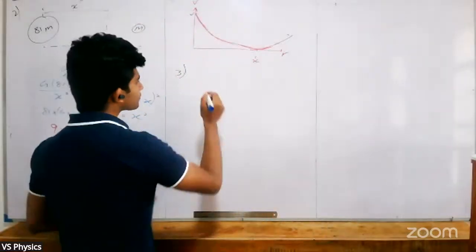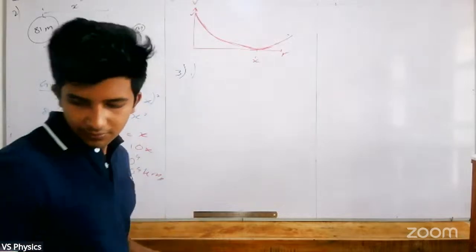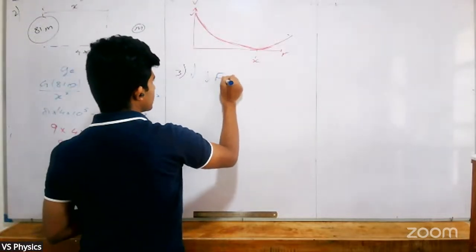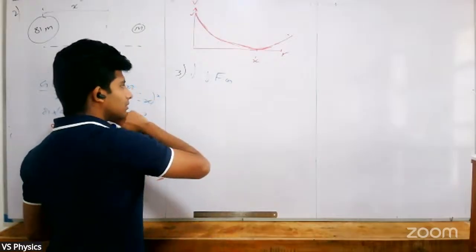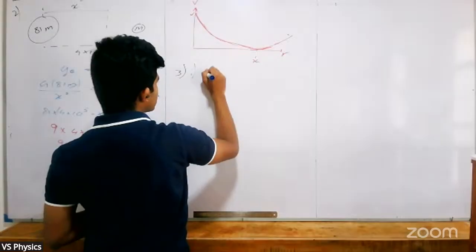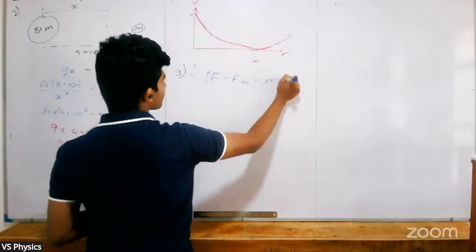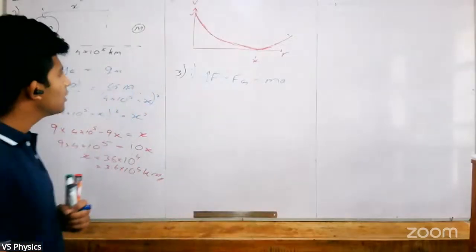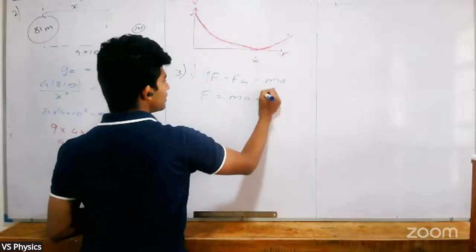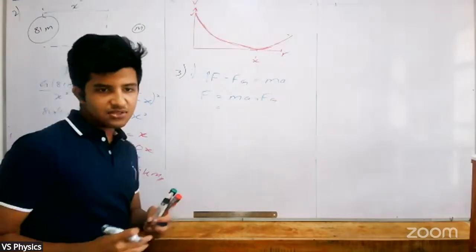How can we tell? We have downwards gravitational force. Upwards thrust minus gravitational force is equal to ma. Then we can write upwards thrust is equal to ma plus gravitational force. What is our acceleration? What is the mass of the rocket?